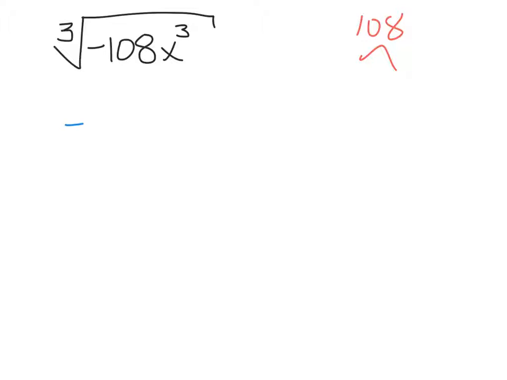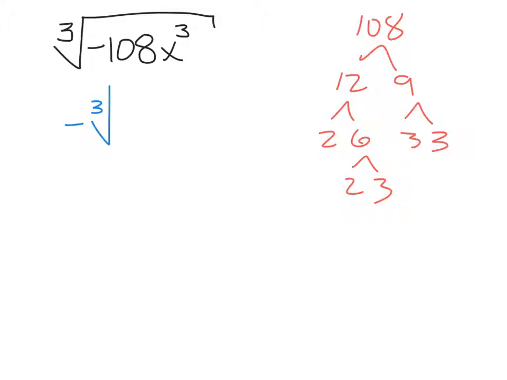Hold on. 12 and 9. Okay. What is this one? 2 and 6. What about this one? 3 and 3. And then the 6. Okay. So then really this is negative cube root of 2 times 2 times 3 times 3 times 3. And then an x cubed out there on the end.